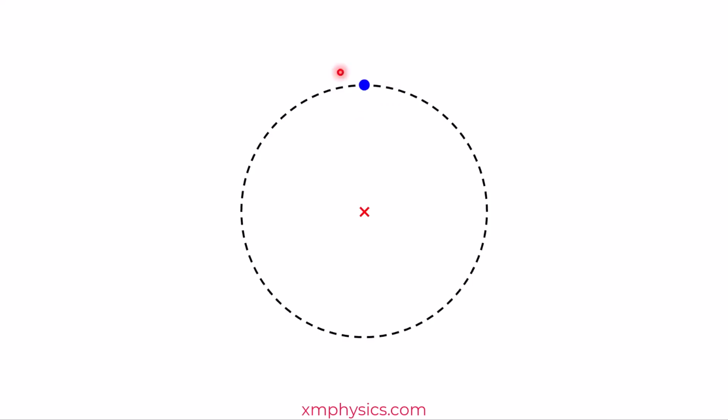Okay, look here, we have an object here. It's going to do a circular path at a constant speed. So what is the acceleration of this object? So you may say, you said constant speed, right? If the speed is constant, shouldn't the acceleration be 0?